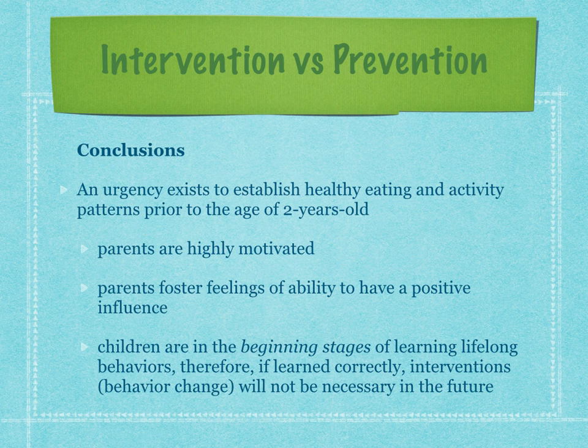So the conclusion for this section is that there is an urgency to establish healthy eating and activity patterns prior to the age of 2 years old. During this time, parents are highly motivated. They foster these feelings of ability to have a positive influence on their children, and children are just in the beginning stages of learning lifelong behaviors. So if they learn the behaviors correctly to begin with, there won't be need for a behavior change or intervention in the future that may or may not work.